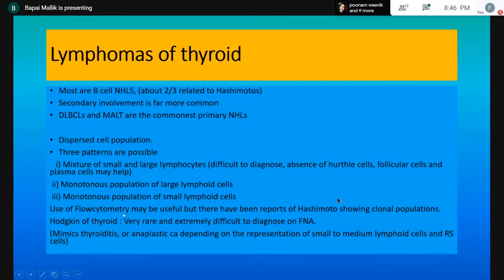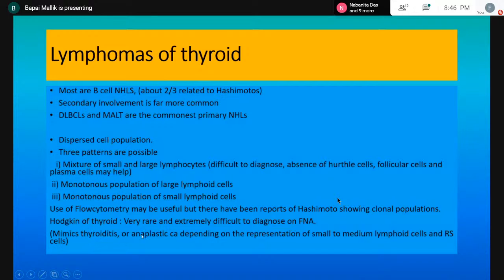If not, you can use flow cytometry, which is very useful. But the important thing is that there have been reports of Hashimoto's thyroiditis showing clonal populations. So please be careful, that is a pitfall. Hodgkin's of the thyroid is extremely rare. And these are some of the other points that I have with these slides.